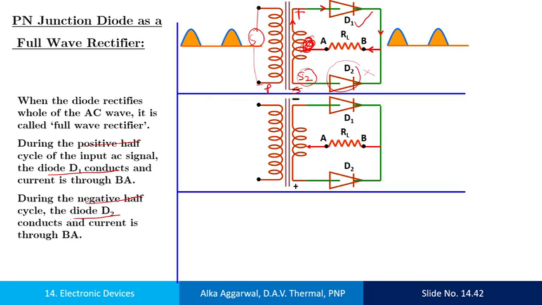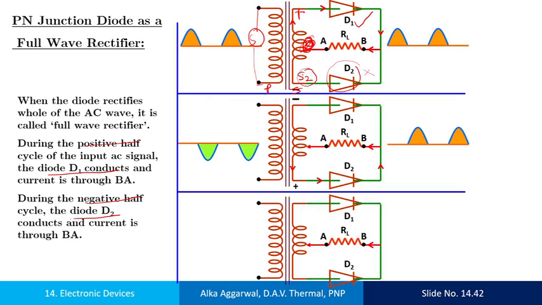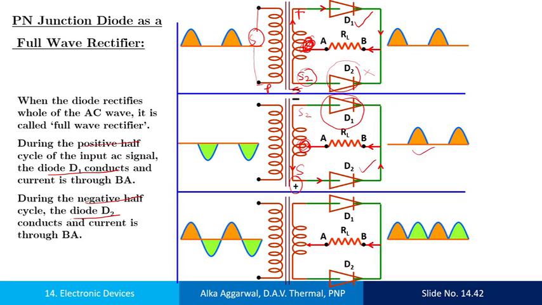Now see what happens during the negative half cycle. During the negative half cycle, the S2 is at negative potential with respect to this point. So the diode D1 is reverse biased and conducts no current. This point is at positive potential with respect to the center. So the diode D2 is forward biased and it conducts the current and we are getting the output. When we combine the two, then we are getting the output for the complete cycle.